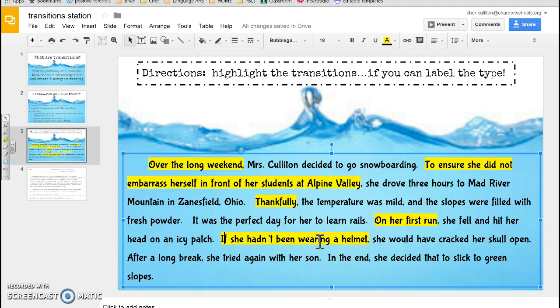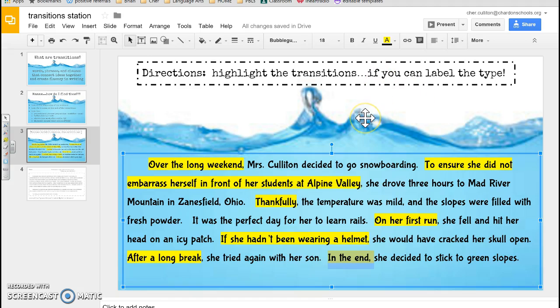After a long break, she tried again with her son. After, I go to my comma, after a long break. I do hear that pause. That's why the comma's there. After a long break, she tried again with her son. So here's a prepositional phrase. In the end, she had decided to stick to green slopes. I look at the beginning of my sentence, in the end. There's my prepositional phrase that's used as a transition.